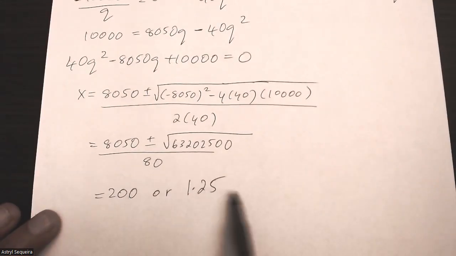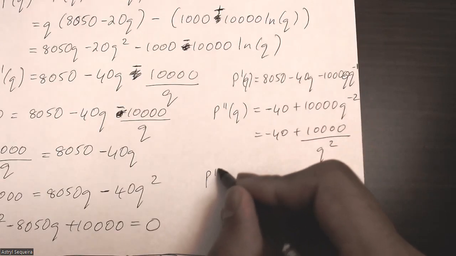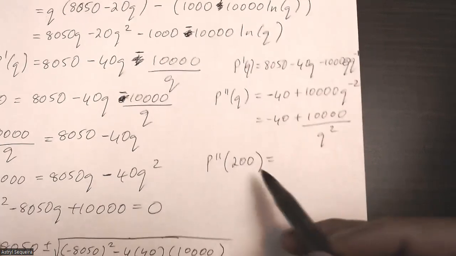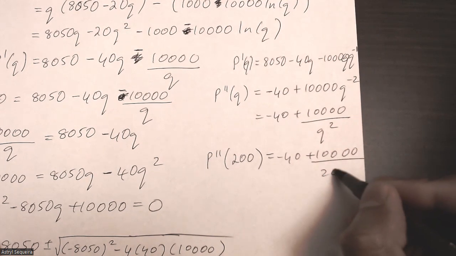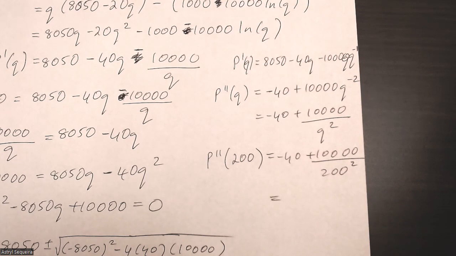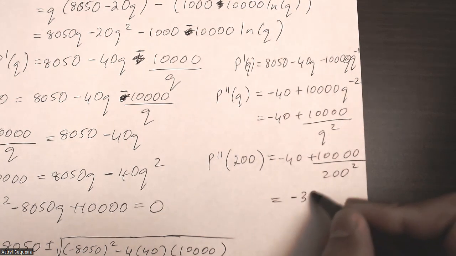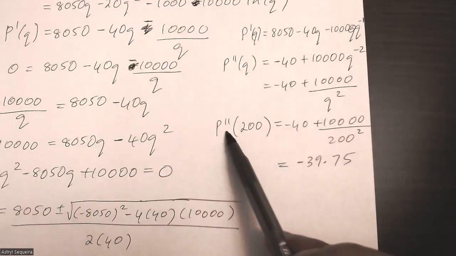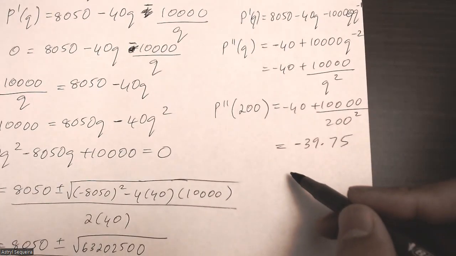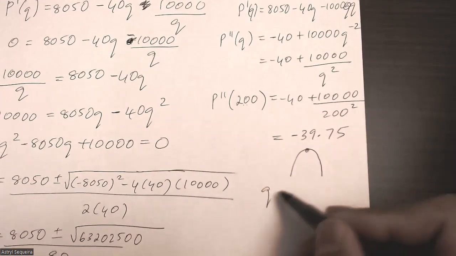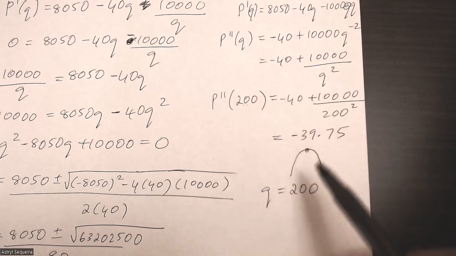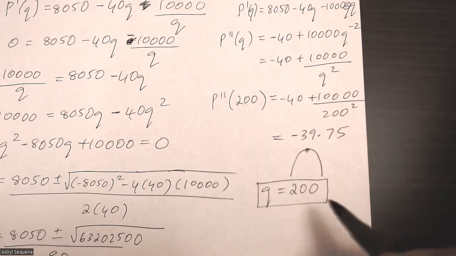Now I want to put these two points in this second derivative over here. So let's start with the first point, 200. If I sub in 200 into this, I get negative 40 plus 10,000 over 200 squared. And I'll put this in my calculator. I get negative 39.75. So if my second derivative is negative, it means that my function is concave down, which means that this point is a maximum. So basically Q equals 200 is going to be the X value of the maximum, which is what the question is asking.